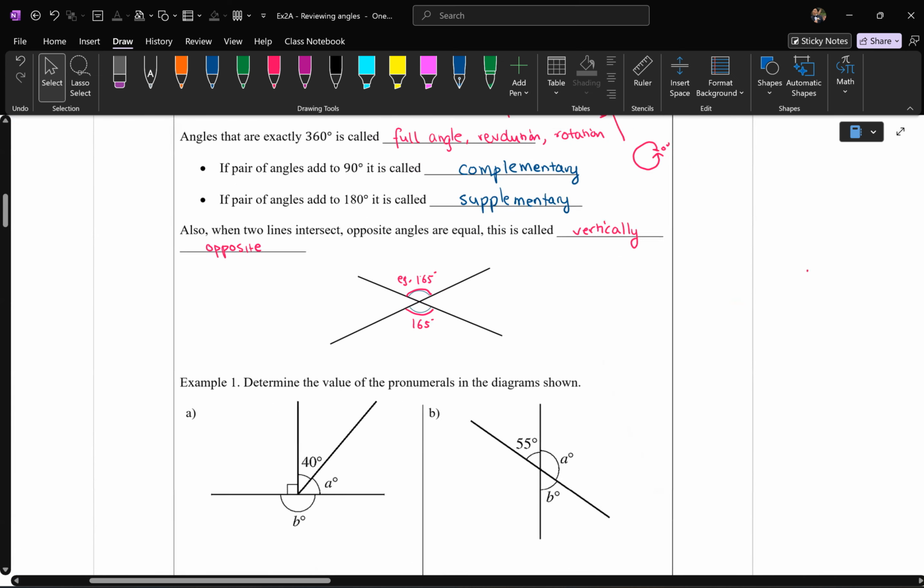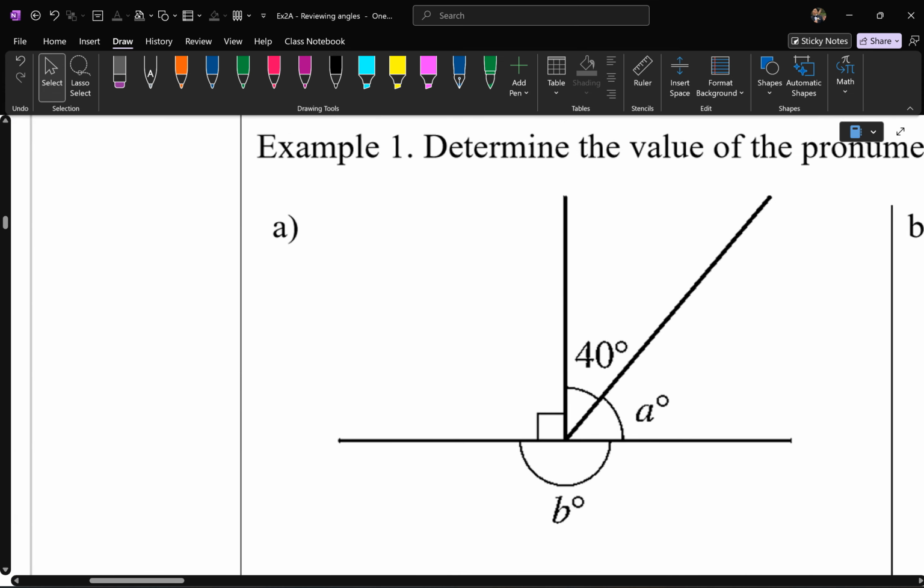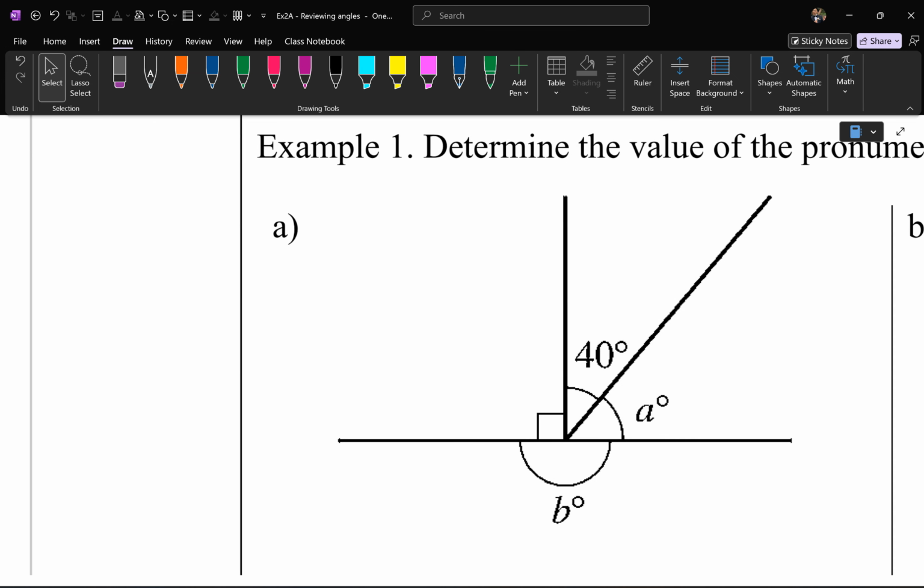So here's an example. Let's have a look at this one. They say determine the value of the pronumerals. These are your pronumerals, angles that I don't know. We know that the angle from this line to here is 40 degrees, but from here to make this line, that's A degrees. I don't know what that is, but I can use a property from what I've seen to solve for A.